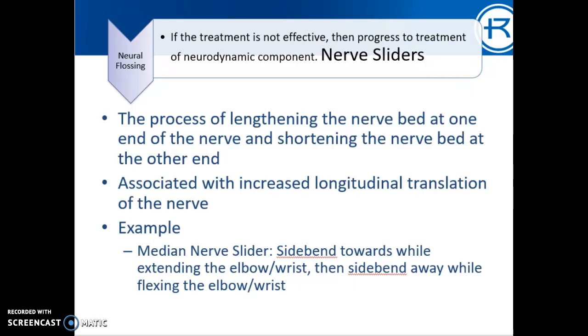So what I'm saying here is that when you're treating the joint signs and the soft tissue signs and you are reassessing your neurodynamic test and that's not improving or improvement has plateaued, then progress to adding in the nerve sliders. So nerve sliders is the process of lengthening the nerve bed at one end of the nerve and shortening the nerve bed at the other end. There's an associated increased longitudinal translation of the nerve. And so there's an example where you can side bend towards the area of pain while you're extending the elbow and wrist, and then side bend away while you flex the elbow and wrist. That's an example of a nerve slider.